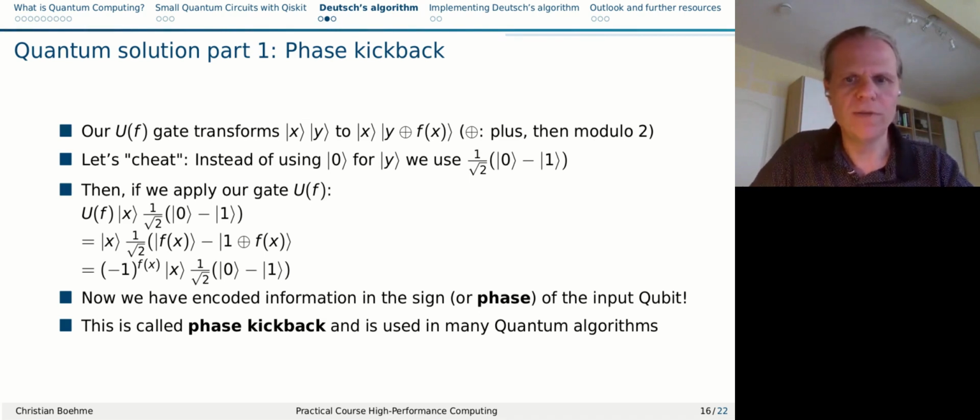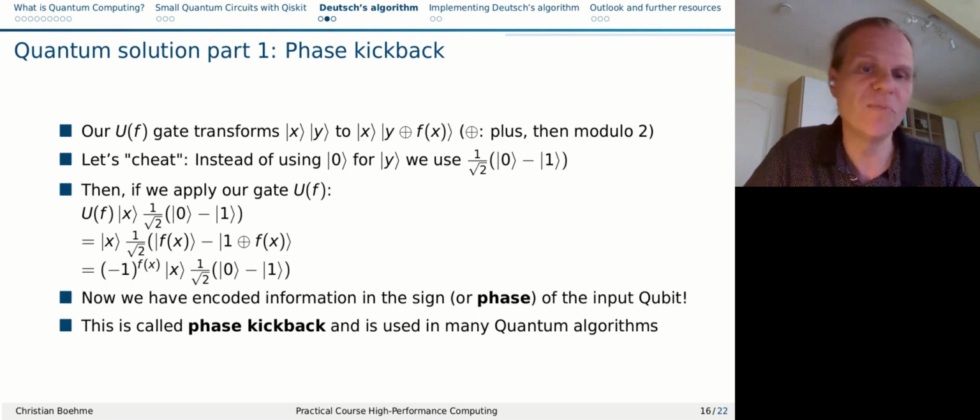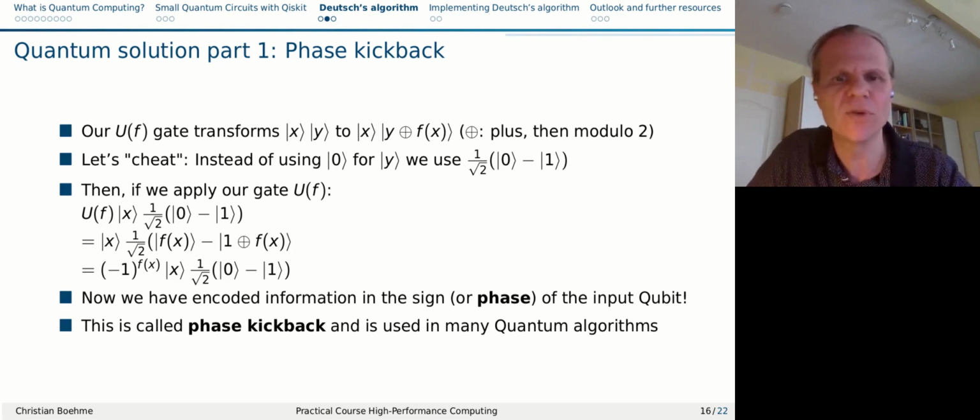What 1 plus? This circle plus, yeah, circle plus is plus then modulo 2. So 1 plus 1 is 0, because 1 plus 1 is 2, modulo 2 is 0, and 1 plus 0 is 1. That's what is here. Yeah, UF is a gate, Tino. Or an operator, if you talk in quantum mechanics, but I didn't want to introduce operators here. But in the end, gates are the same thing as operators.